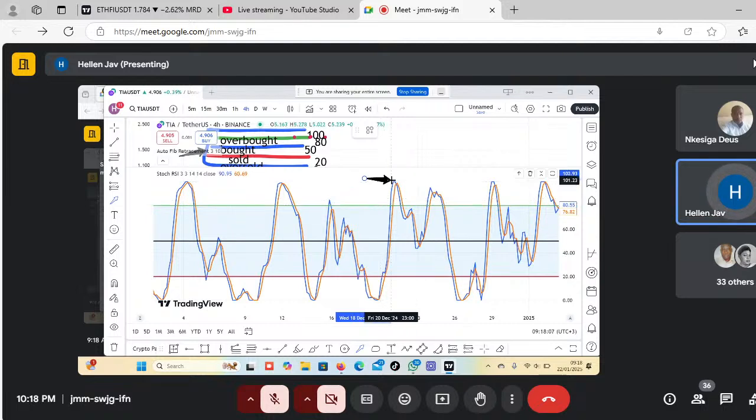We are having the 100 line above this side. That's why you're seeing the market is reaching there. That is the overbought area. But you're going to take this line to be our 80. You're getting the point? And then this one is going to be our neutral line. Maybe we are going to make it 50. You're getting my point? And then this last line here is going to be our 20.